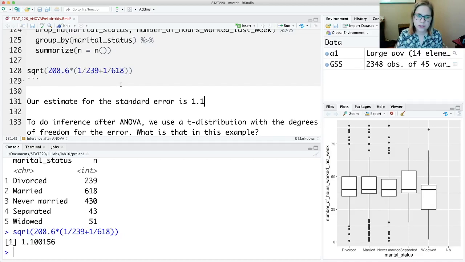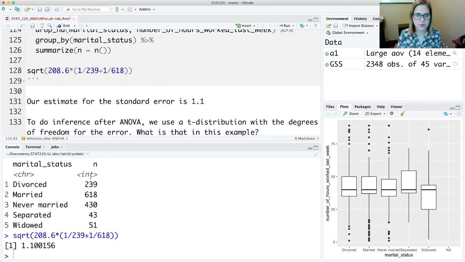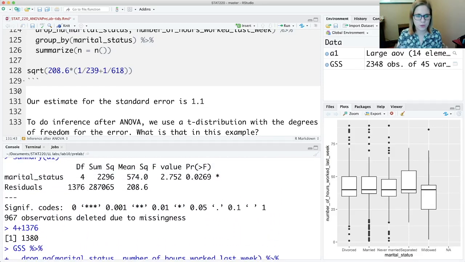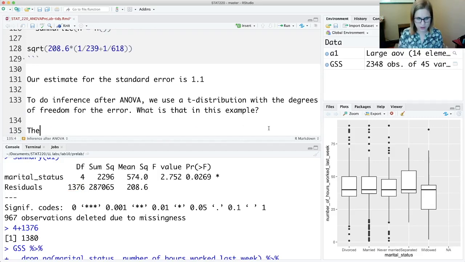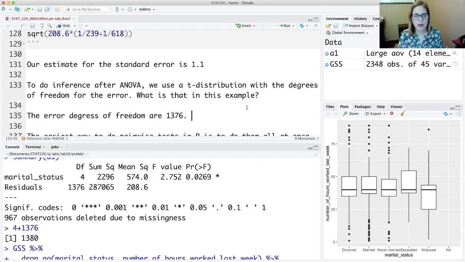When we're doing inference after ANOVA, we're using a t-distribution, and we're going to use the degrees of freedom from the error. So we're going to use these degrees of freedom. So in this example, the error degrees of freedom are 1,376.